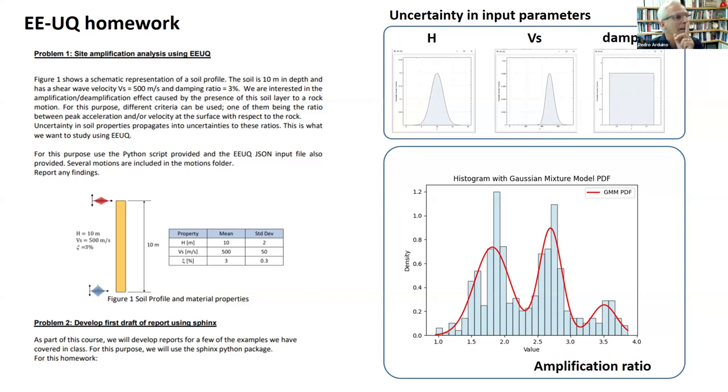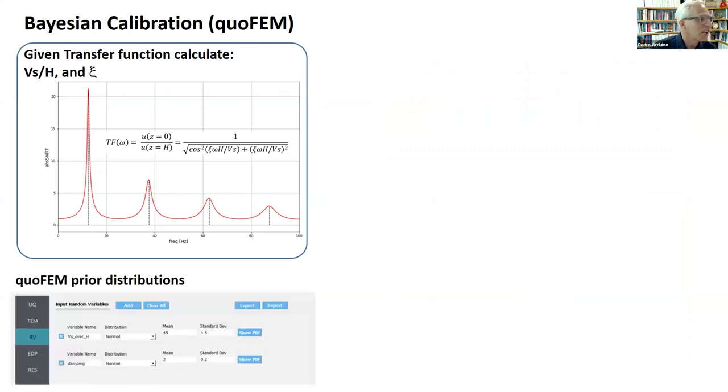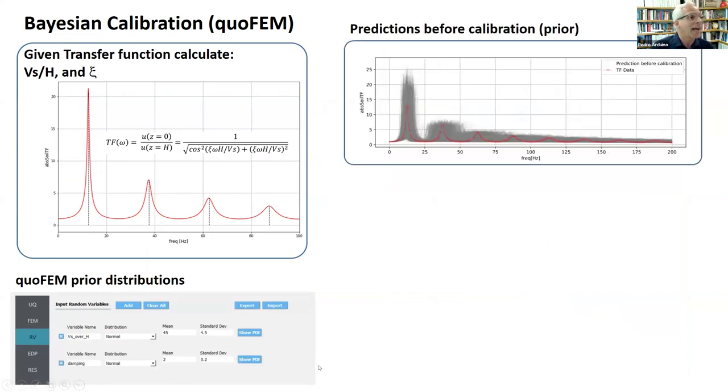And finally, I said, why don't we try to bring this problem also to QFM to do some calibration? What do I mean? This is an inverse analysis. So, for example, given the transfer function, what are the values of shear wave velocity and damping that produce that transfer function? So we assume a distribution of those values, possible distributions, and then from that, we say for that distribution, these are the possible realizations of the transfer function in gray. The one that was given is the red one, so now you have to do the Bayesian calibration.